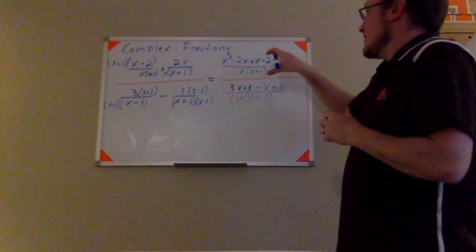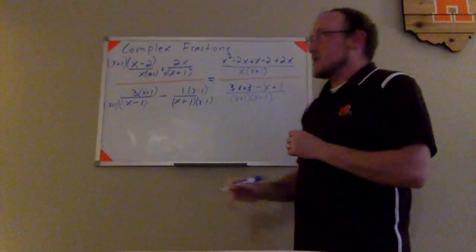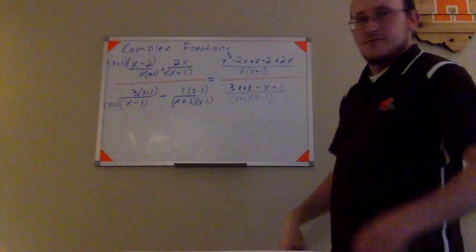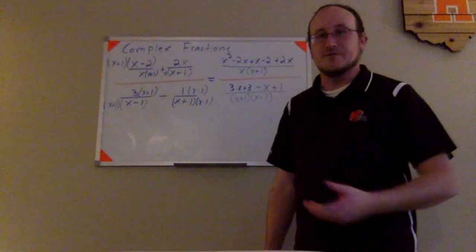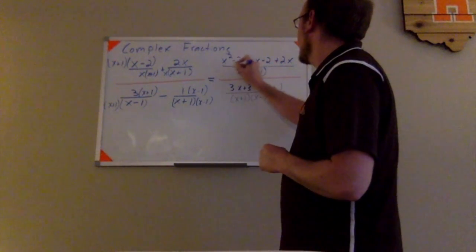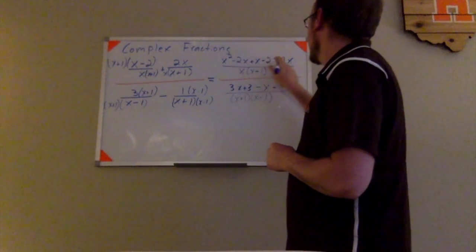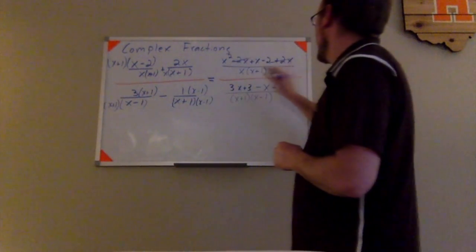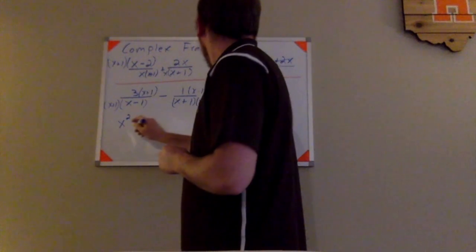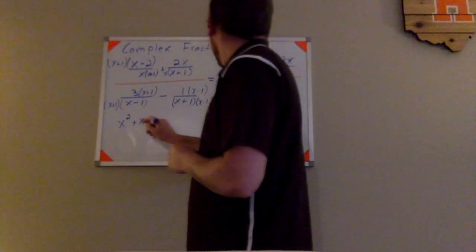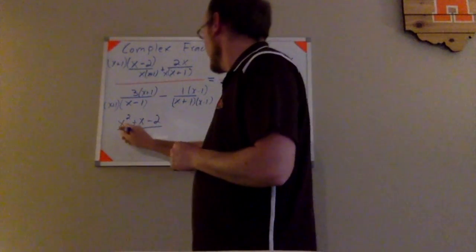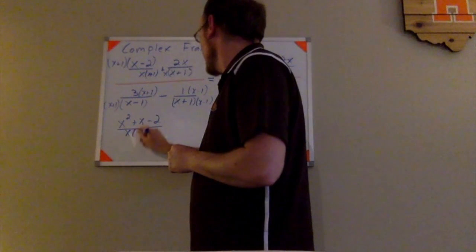So now I'm going to jump back over here into this space. I'm going to try to clean up the numerator of my numerator and the numerator of my denominator. That sounds rather confusing to say. I have some like terms I can combine up there. This minus 2x and this plus 2x are going to cancel one another out. So that should come down to be x squared plus x minus 2 all over x times x plus 1.